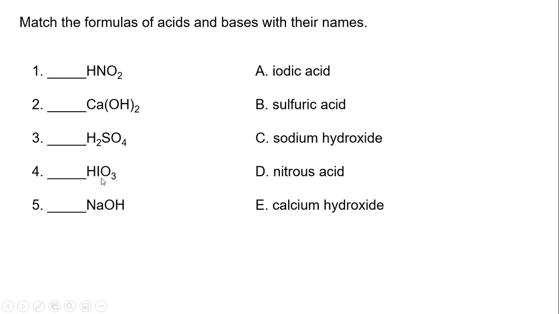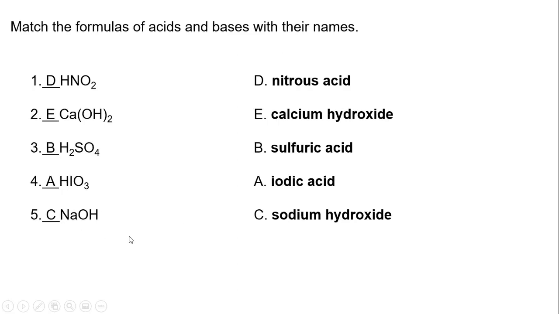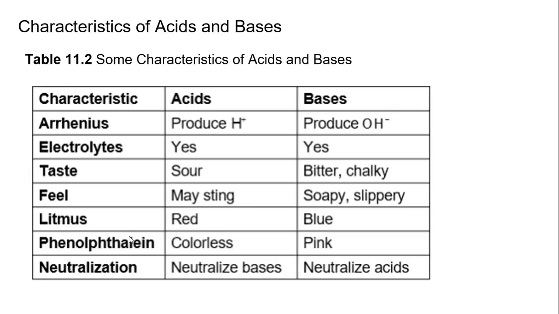And here we go. We have another polyatomic ion. This is not by itself. So this one is going to be iodic acid. And then we have sodium hydroxide. So this is E. So hopefully these will start making sense the more you look at them. And there's the answers. Okay, so here is a table of acids and bases, Arrhenius acids and bases.